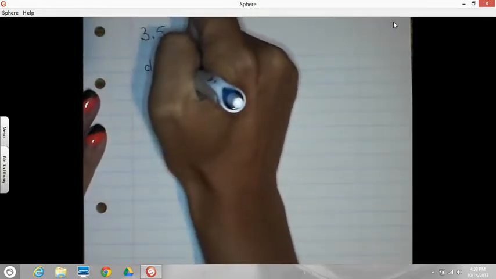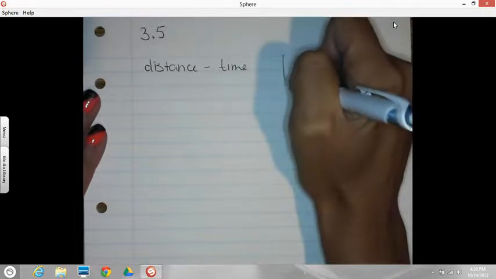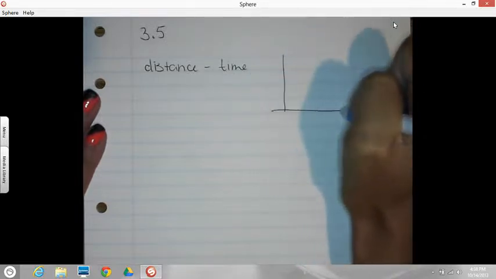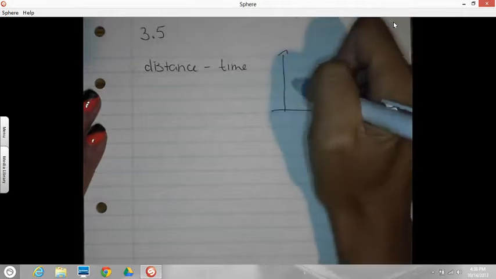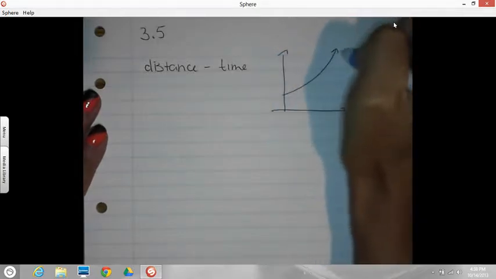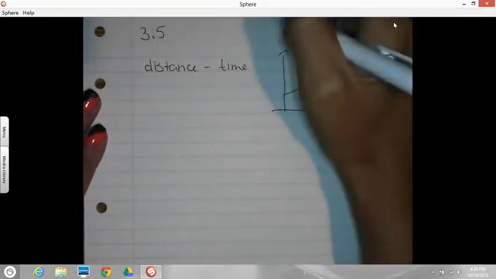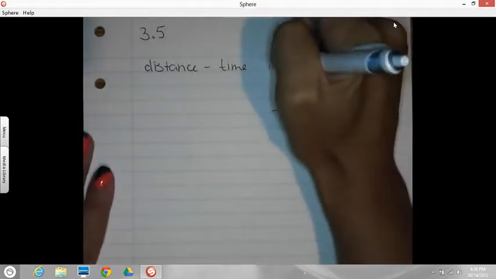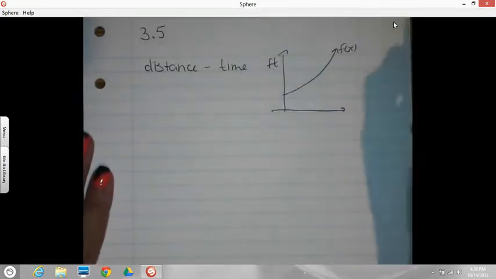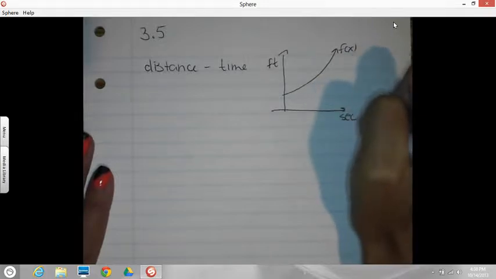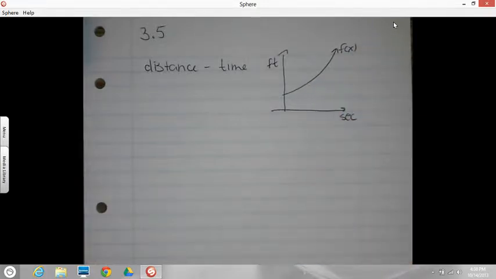If you have a distance time graph, some function f of x where we've got distance on the vertical, say, feet, some kind of a distance, and time in seconds on the x-axis. We want to talk about velocity and acceleration today.